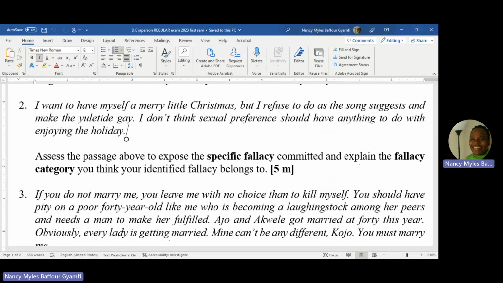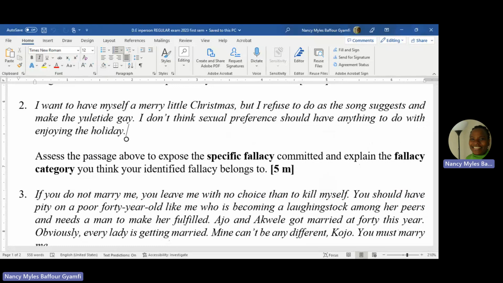Okay. Now, question 2 was a detail, like I said earlier in my immediate feedback after your exam. I want to have myself a merry little Christmas, blah, blah, blah. The word gay, as it's being used there, is equivocal. The person is thinking of gay as a happy person, excitement, versus gay as having a certain sexual preference. These are different connotations of the word being used interchangeably without notice to the ear. The person is speaking as if whenever you say gay, it meant sexual preference. But the first sense of the use of the word gay in our example is talking about excitement, happiness, okay?